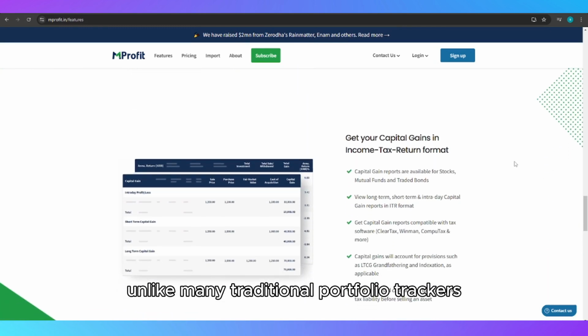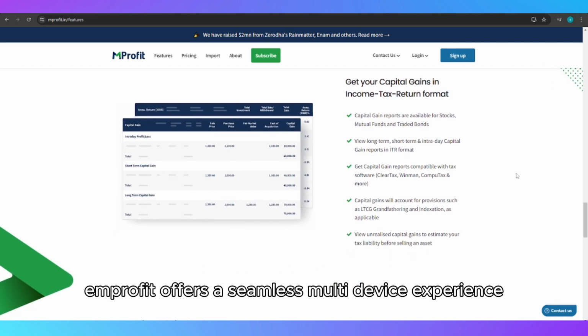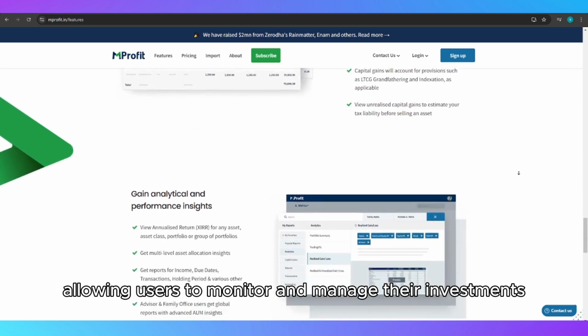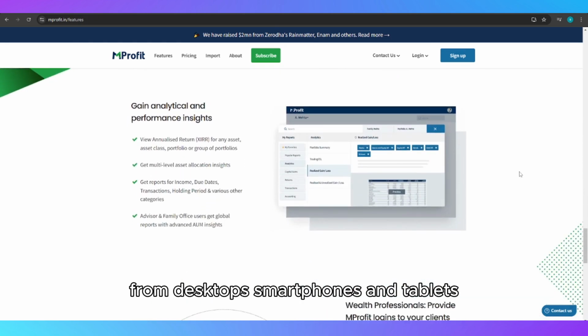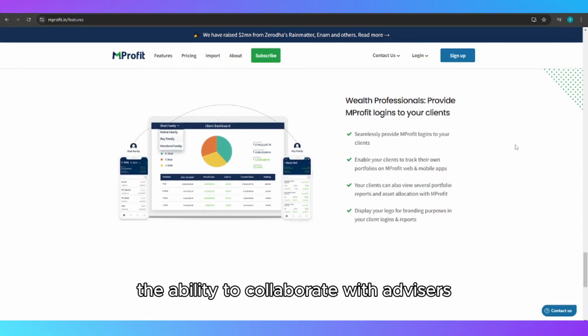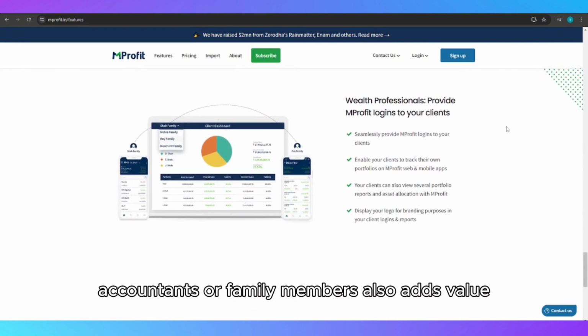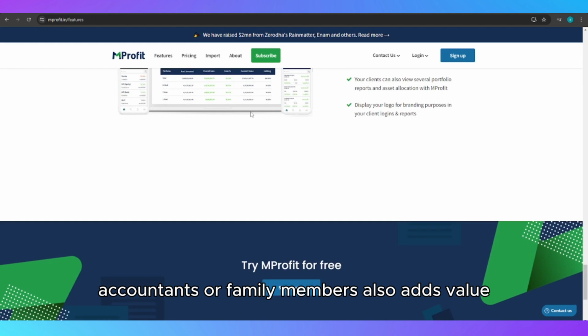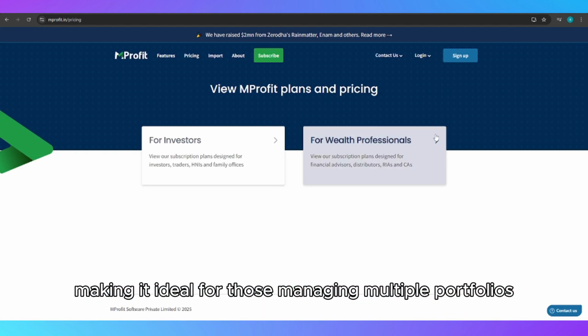Another strong feature is its cloud-based accessibility. Unlike many traditional portfolio trackers, MProfit offers a seamless multi-device experience, allowing users to monitor and manage their investments from desktops, smartphones, and tablets. The ability to collaborate with advisors, accountants, or family members also adds value, making it ideal for those managing multiple portfolios.